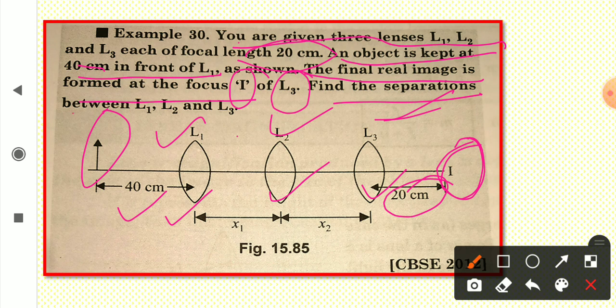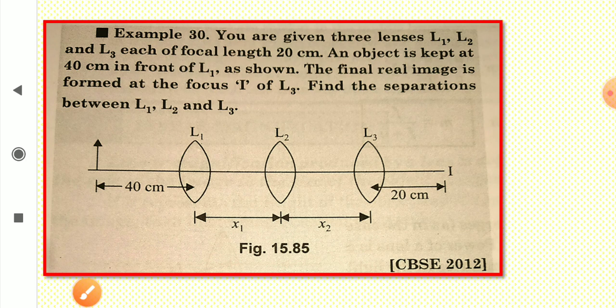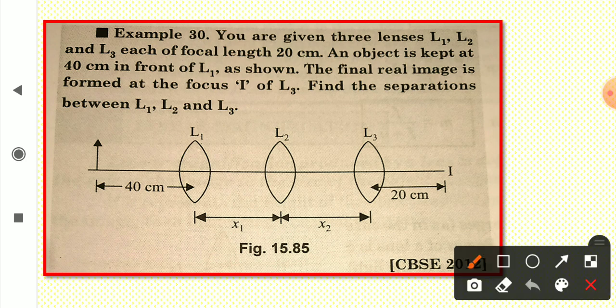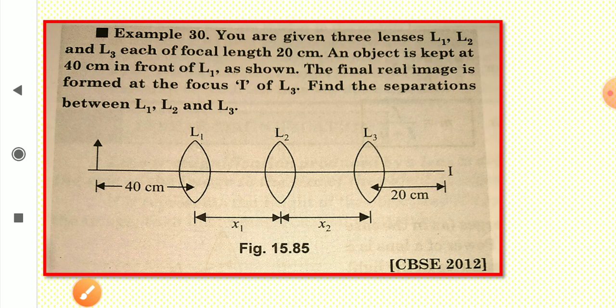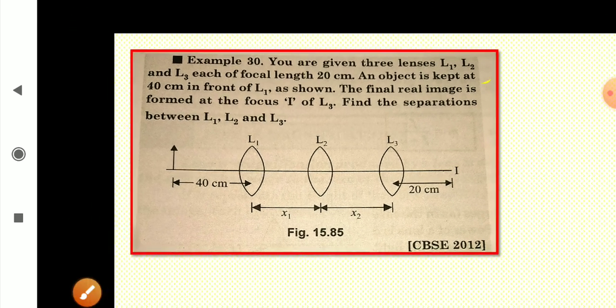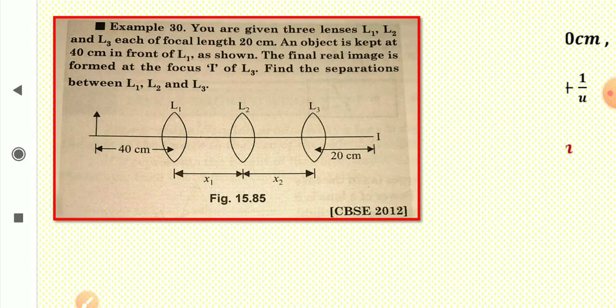Find the separations between the lenses L1, L2 and L3. So we have to find out the separation between L1 and L2, which is x1, and the separation between L2 and L3, which is x2. So we have to find out these values one by one. So let's see how we do it.